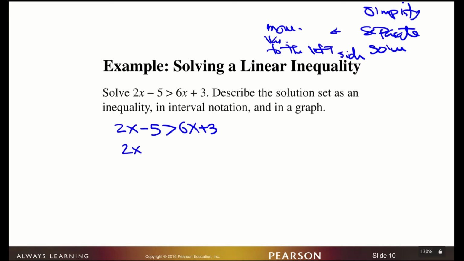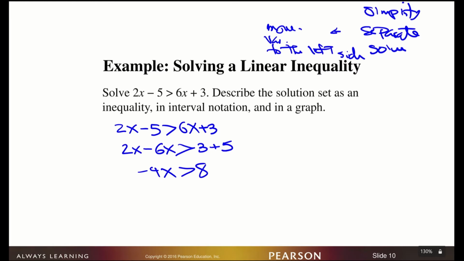So here we're going to have 2x minus 6x greater than. Notice if this were an equation, we would have probably moved that to the other side because that's the larger coefficient. But with inequalities, don't care about that. Always just move your variables to the left side. So here we get 3. Notice the -5 moves to the other side, becomes 5 because we're adding 5 to both sides, right? And here we end up with -4x is greater than 8.